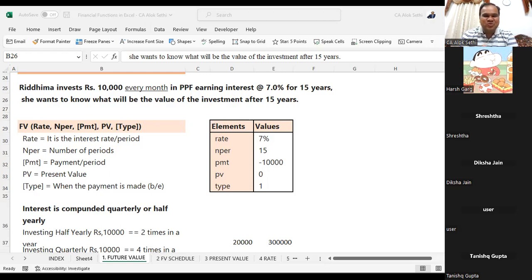People are confused. User is saying PMT and Harsh is saying PV. What is correct? Shrishta, what is your answer? Will it be PV or PMT? PMT. Diksha, what about you? Tanishq, not answering today. Tanishq, what will it be? That particular amount, PMT. Yes.